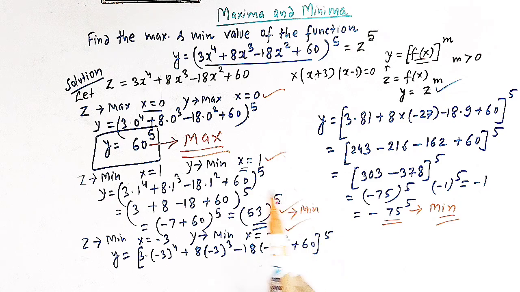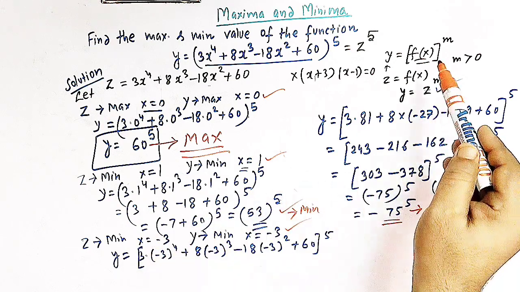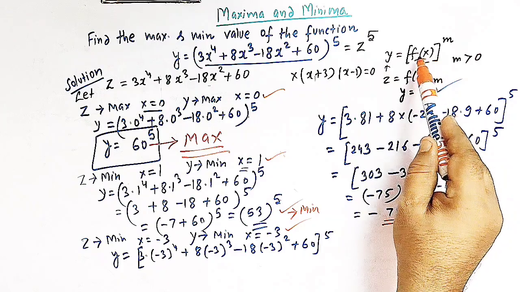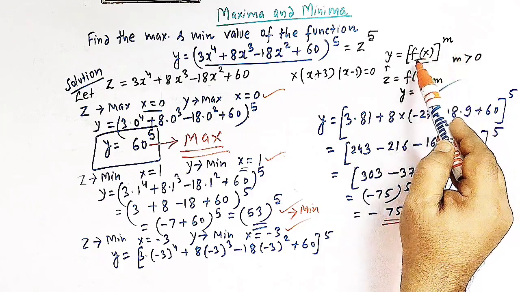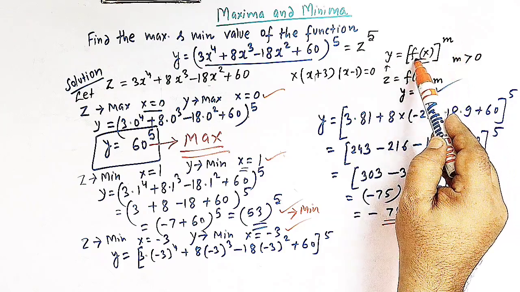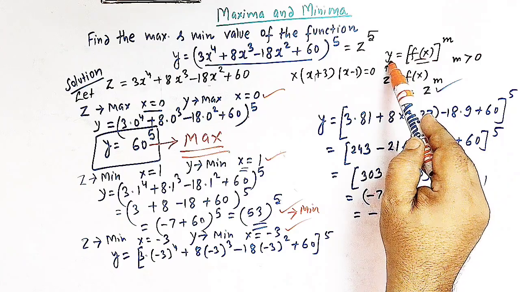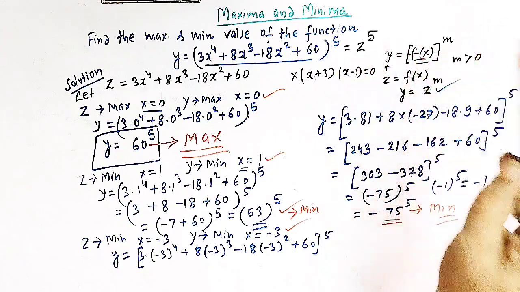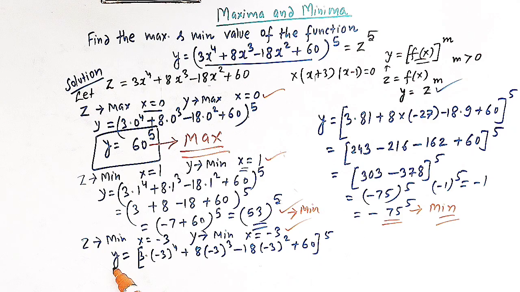So this is how, by making use of this concept, that is, if y is a function which is some power of other functions, say f of x, then y is maximum or minimum according as f of x is maximum or minimum. So this is an important application of the second derivative test.